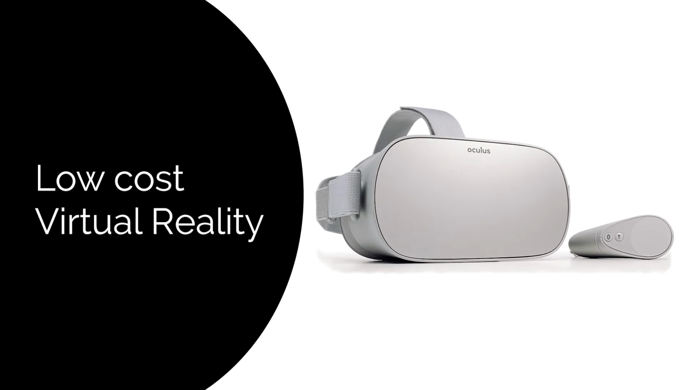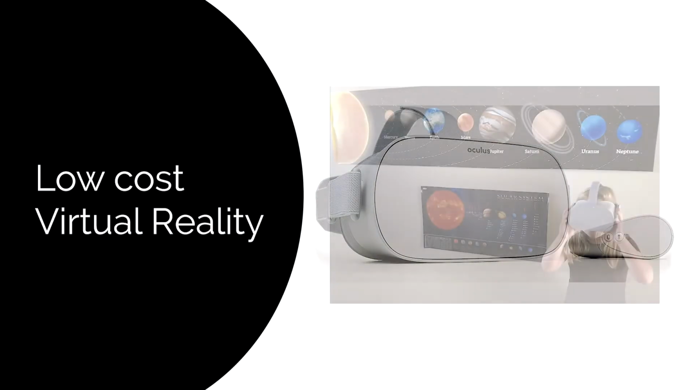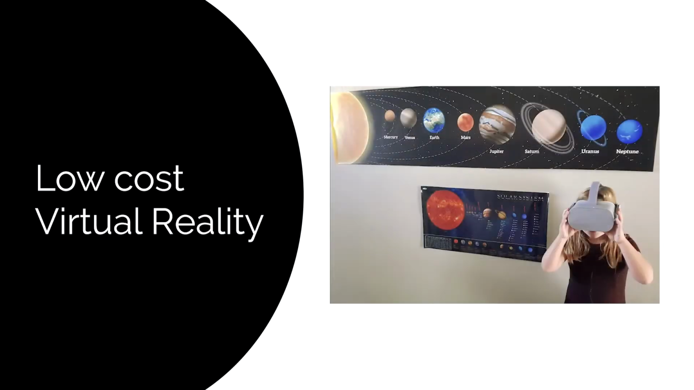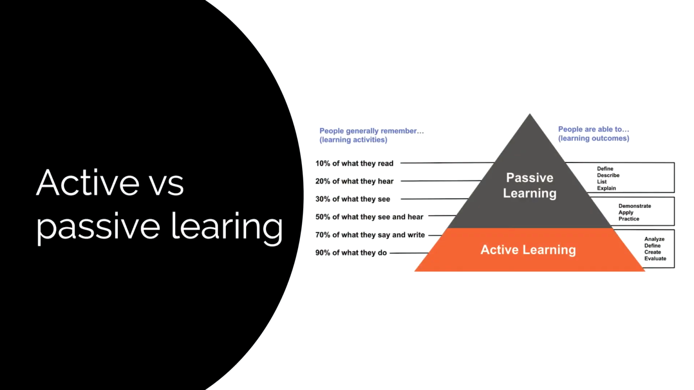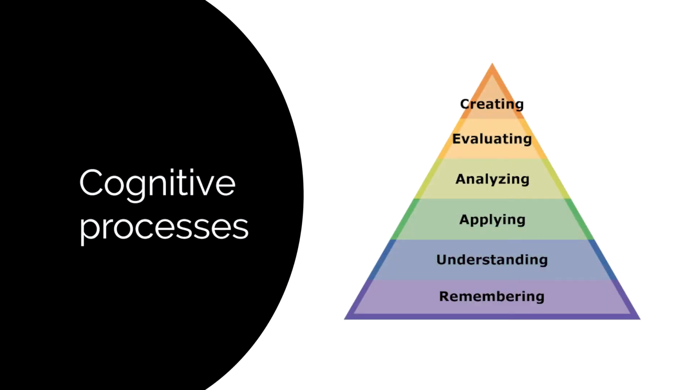Low-cost devices are typically used for content consumption, such as 360-degree videos or visualizing the solar system. These activities are typically passive in nature, do not utilize the full benefits of virtual reality space, and only target lower cognitive processes, such as those illustrated in Bloom's taxonomy of remembering and understanding.